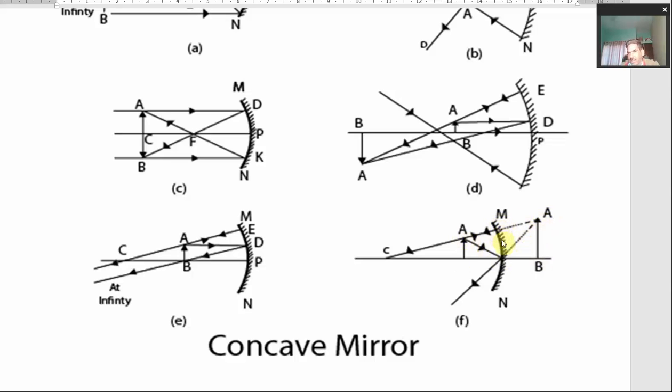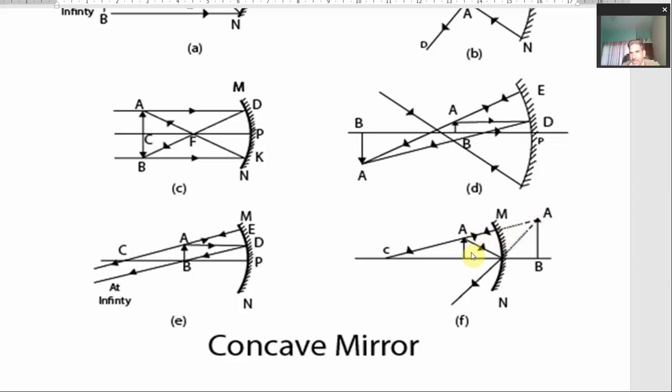So in this case we can say that whenever the object is closer than the focus, and the focus will be somewhere here, so the object is even closer than the focus, meaning the object lies between F and P. P is the pole of the mirror and F is the focus, right? So whenever the object lies between F and P, its image will be formed behind the mirror, right? So this is the first thing, the location of the image will be behind the mirror.